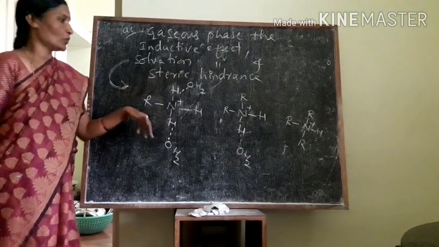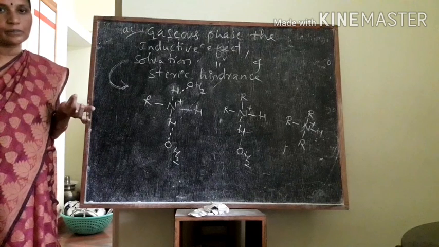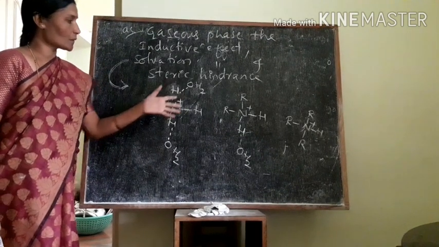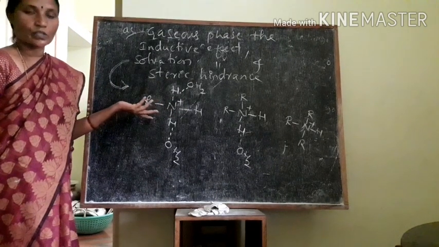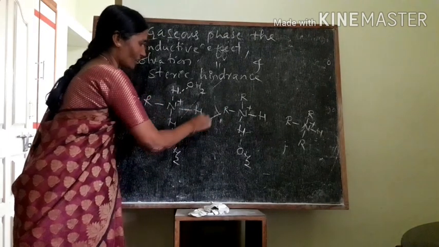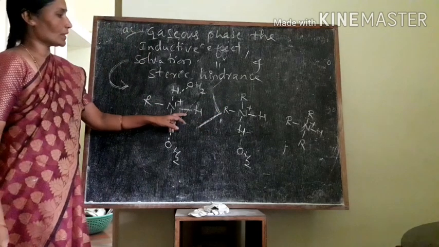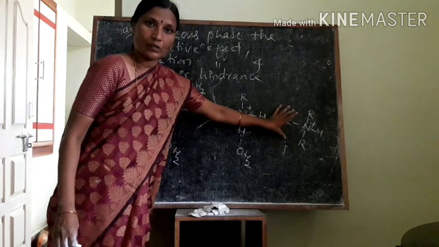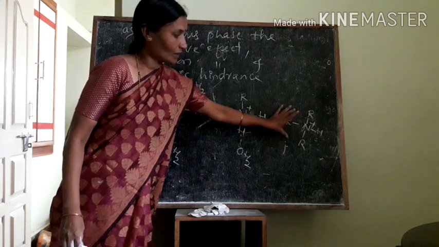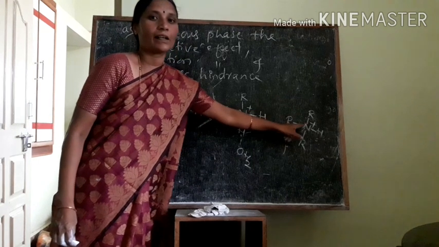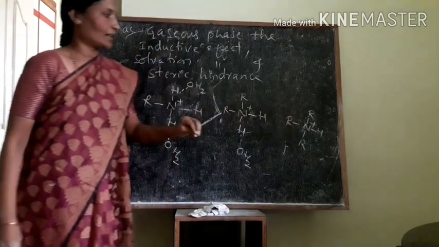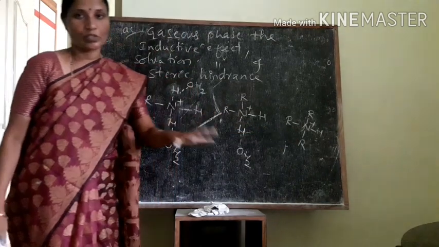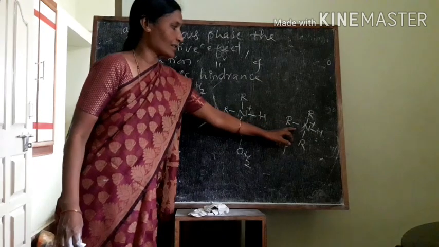Among these, which undergoes easy solvation? In which case more hydrogen atoms are there, that undergoes easy solvation. Or you can say that the larger the size of that cation, the less stabilized the cation. Larger the size of the cation, less stabilized the cation, and there is less solvation effect.